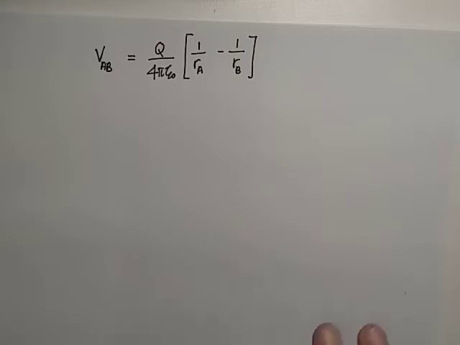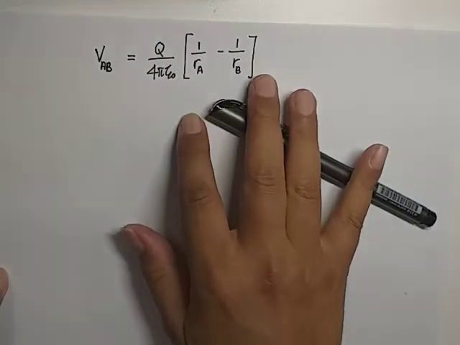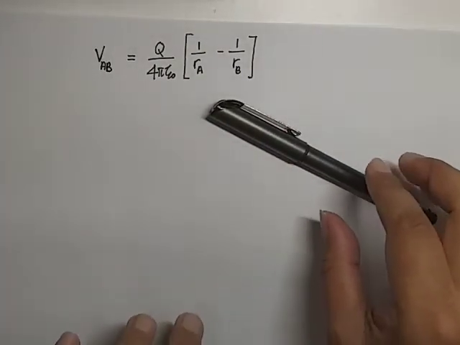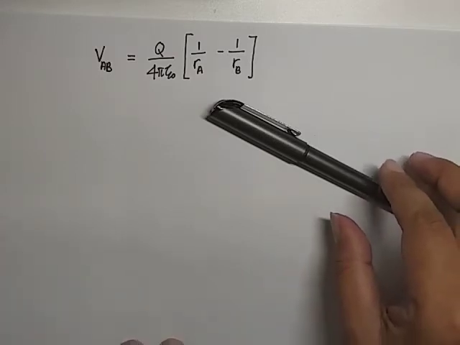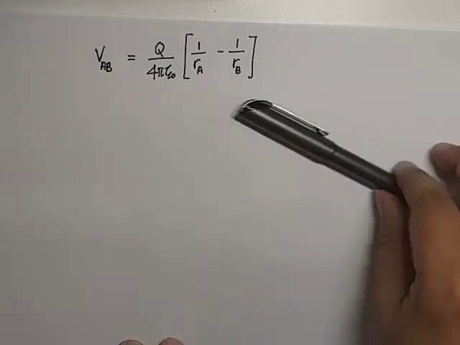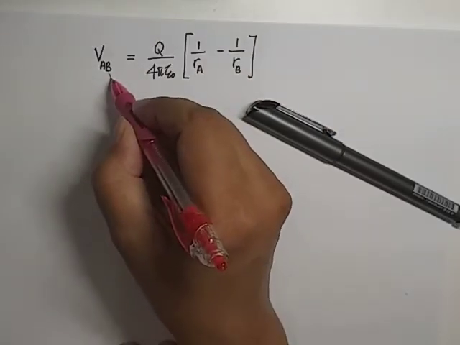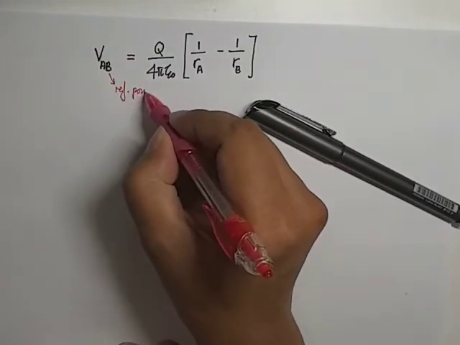Now I'm going to ask you, because when we have potential difference, we always deal with what we call a reference point. So between point A and point B, which one is our reference point in this equation? Is it point A or point B? Okay, so for me, I'm going to define point B as our reference point.